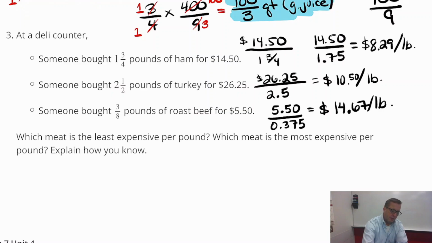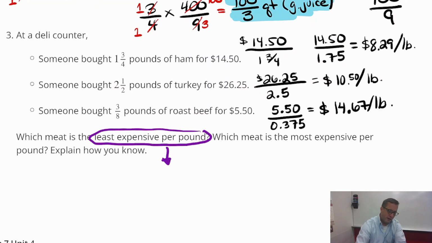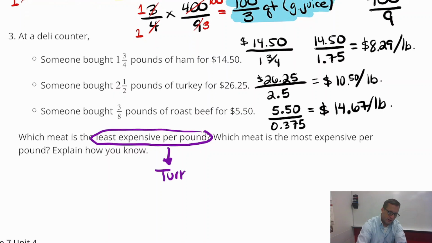All right, so the least expensive, what's the least expensive per pound? All right, that is going to be turkey. That's usually the least expensive. That's going to be the least expensive. The most expensive per pound? Most expensive is the one we just did, the roast beef.